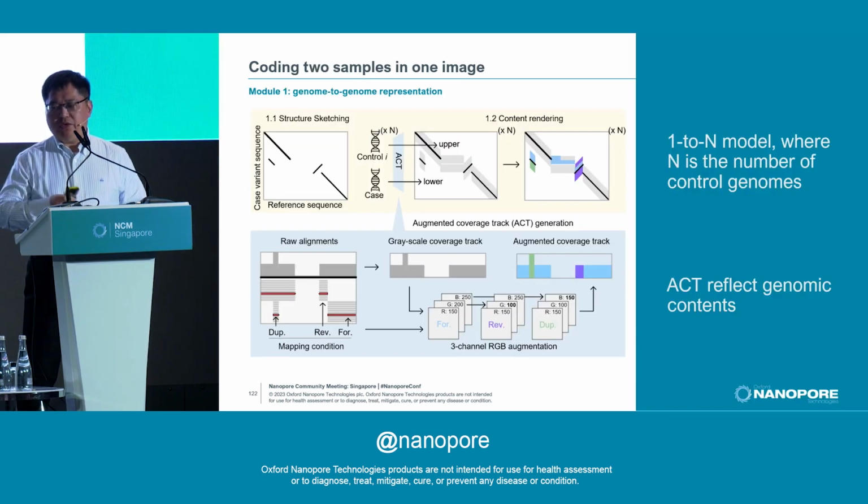So that's why we invented the new approach built on the previous SVision framework. We basically encode two genomes on one image. The upper level is the control genome. The lower level is the case. We can compare one sample versus many samples. We can also encode different genomic contents in this image as well.